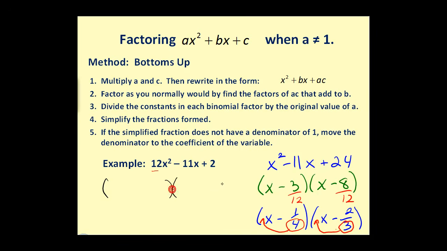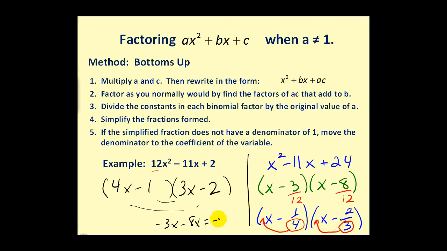So in factored form, we would have 4x minus 1 times 3x minus 2. And you can see the first terms are the factors of 12x squared, and the last terms are the factors of positive 2. And our inner product and outer product do give us the middle term, so it checks and we have it factored correctly. So it is a very nice technique to rewrite what can be a challenging trinomial into one that most of us prefer, where the leading coefficient is equal to 1.